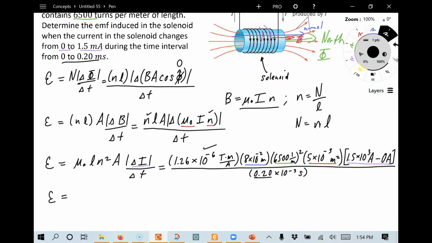The EMF is going to be equal to 1.60 times 10 to the minus third. Now we got a whole bunch of units here, but we're in SI units. We know what the EMF is going to be. It's like a battery, so it's volts. And that is our answer there.